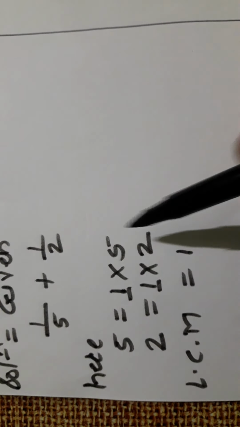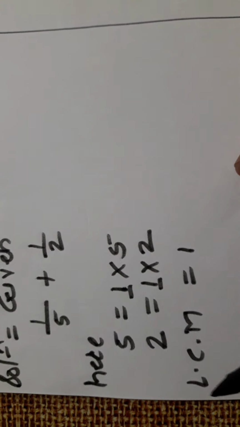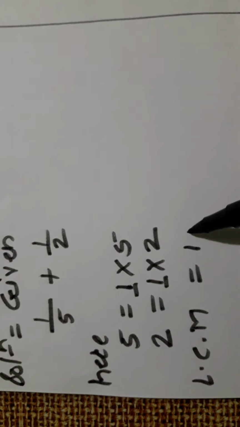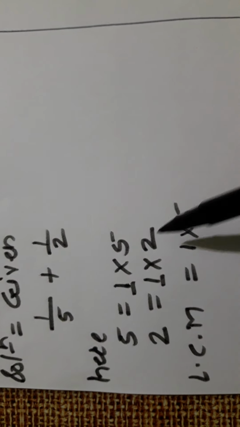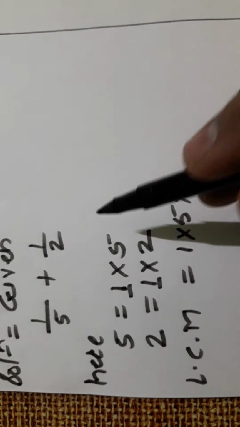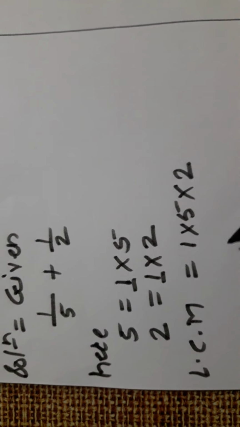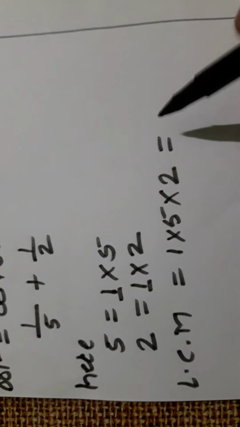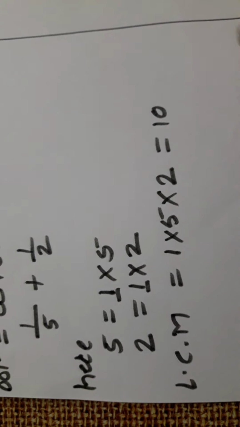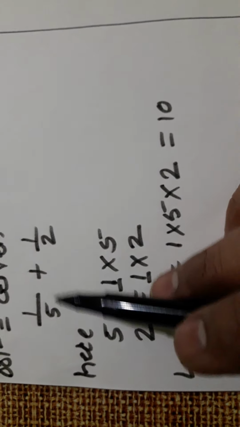Now 1 we carried. 5 is not present here, but no problem, because we are finding the least common factors, so we write 5. The remaining number is 2. It is not present here, but no problem, we are finding the LCM, so we take 2 also. Now do the multiplication: 1 into 5 is 5, 5 into 2 is 10. This is the LCM of the given fractions.